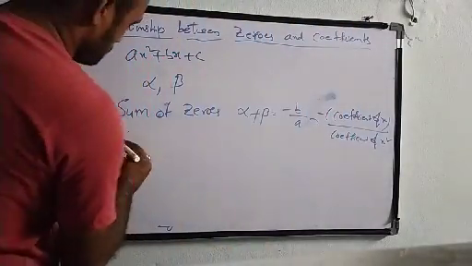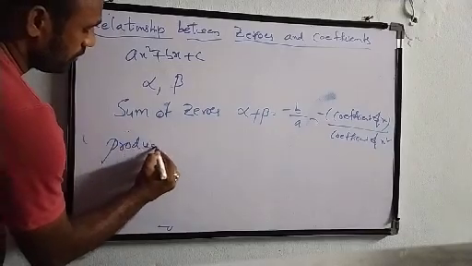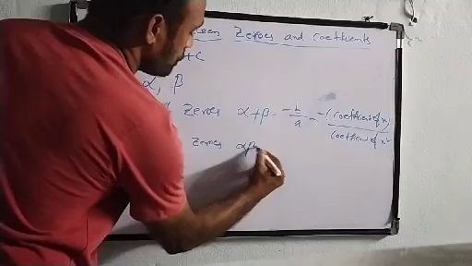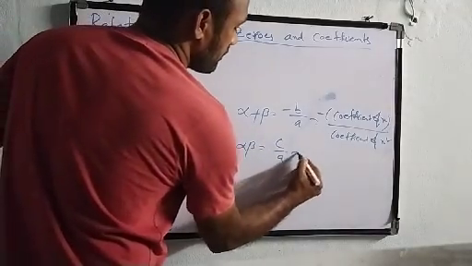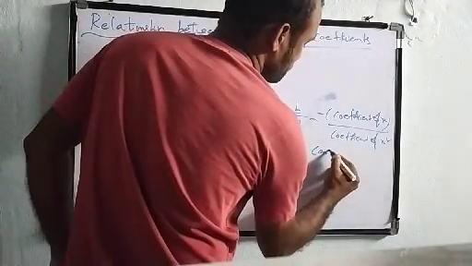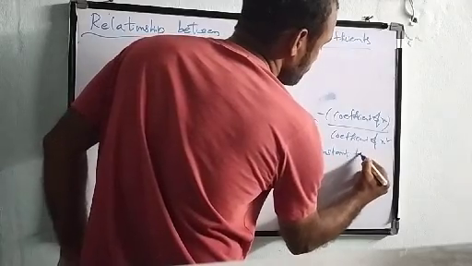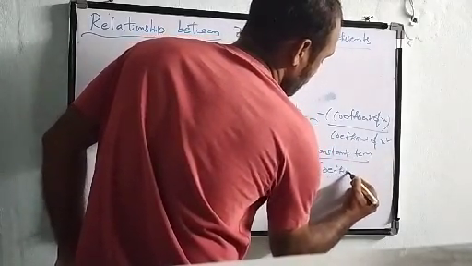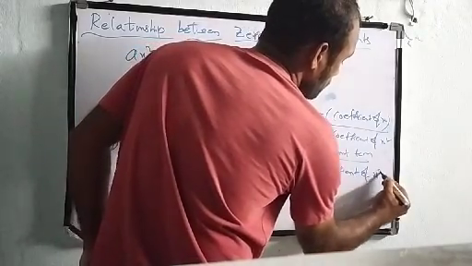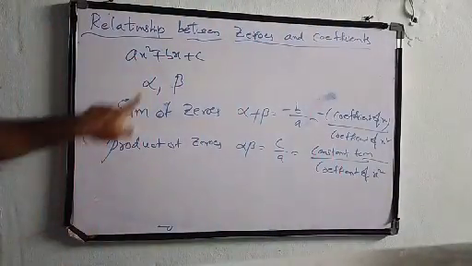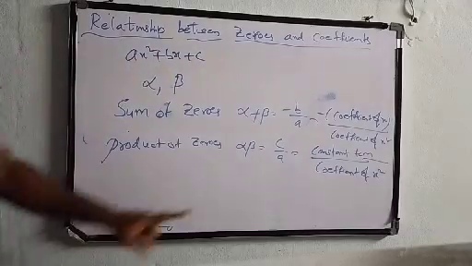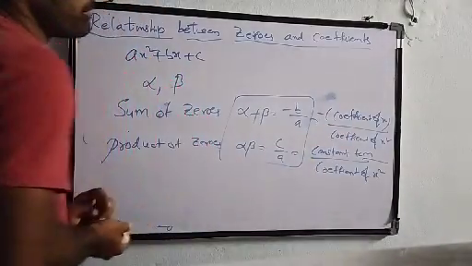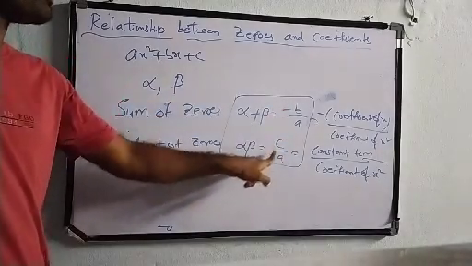Similarly, we have the product of the zeros, which is alpha into beta, equal to c by a, that is constant term by coefficient of x square. Coefficient of x square is a, constant term is c, so the formula will be c by a. We need to remember these two formulas. In case of a quadratic polynomial, the sum of the zeros is minus b by a and the product of the zeros is c by a.